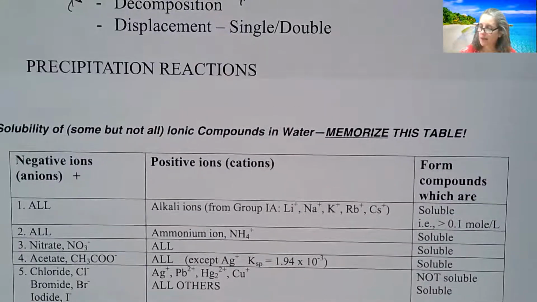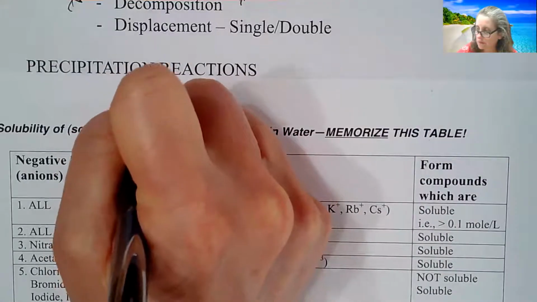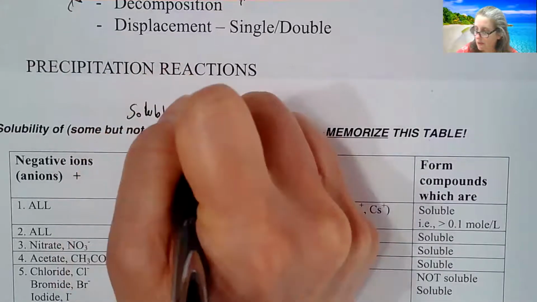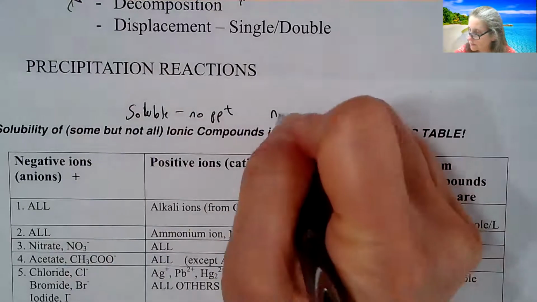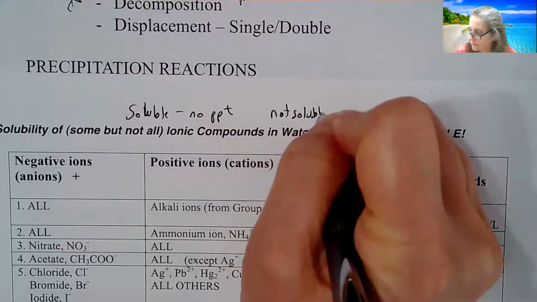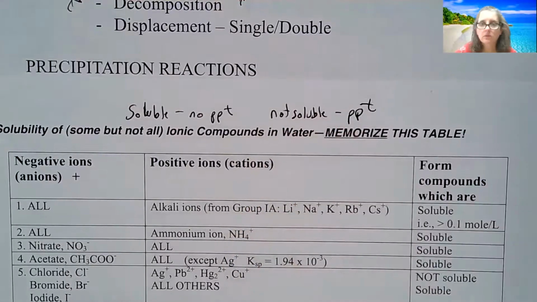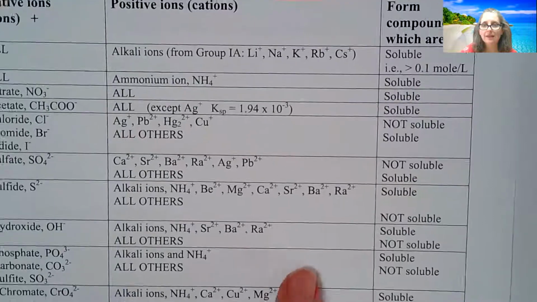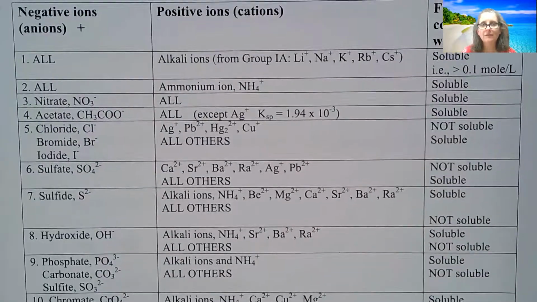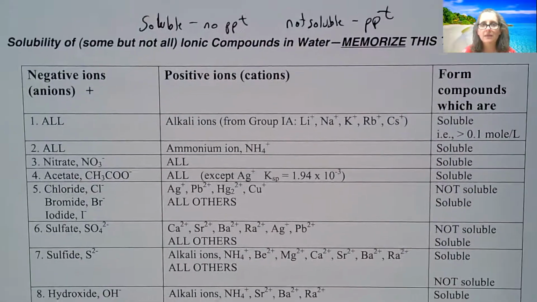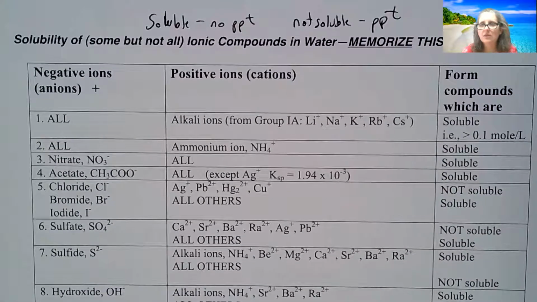So please on the top write down: soluble means no precipitate, while not soluble means precipitate. Okay, so any place you see not soluble, that means you are making a precipitate. And you are reading from left to right on this. It is the easiest one I could get you to use properly. There are other ones out there, but I think this is the easiest one.